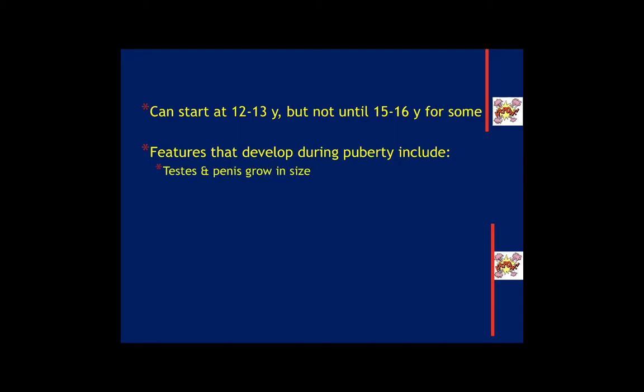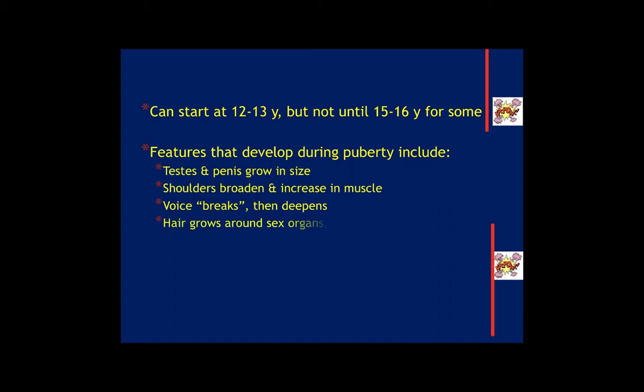So firstly, the testicles and penis grow in size, shoulders broaden, and you get an increase in musculature. Your voice breaks and deepens, and Adam's apples may become more prominent in males. Hair will grow around your sex organs, on your face, your chest, underarms. Your legs may get hairier, your back may get hairier depending on your genetics. Sperm production begins at this point. So you need to make sure you have included these in your notes and pick maybe 3 that you think will stay in your head if the SEC ask about it.